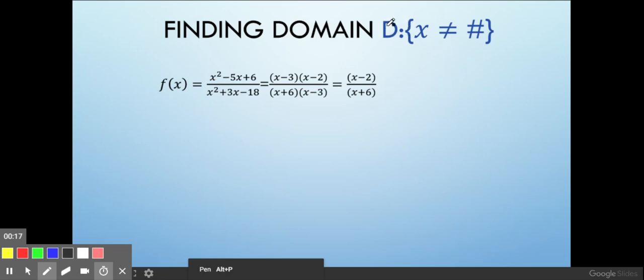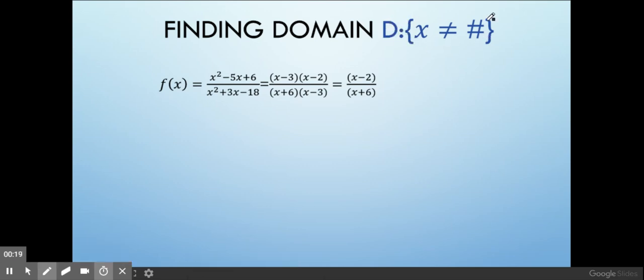So it'll always be D with a colon and then the squiggly bracket. X cannot equal. You might have one number, you might have multiple, depending how many different factors you have.